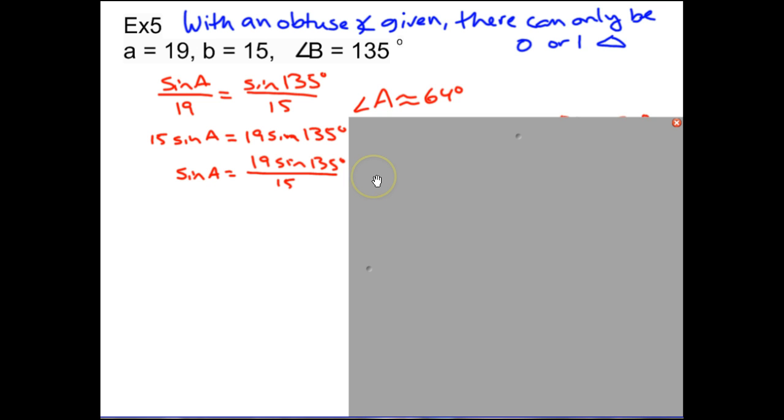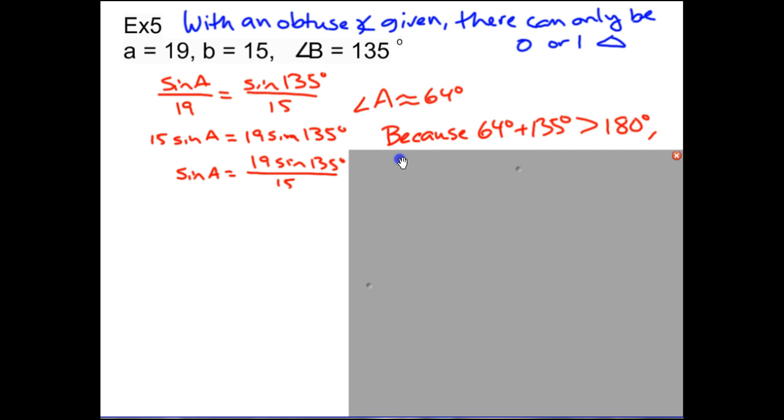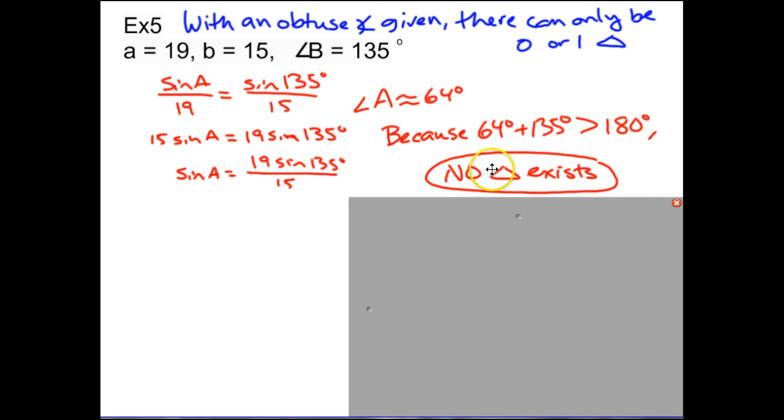Now you have to do some analysis here. Can we have a triangle that has 64 degrees and 135 degrees? Hopefully you recognize that, wait a second, that's too much. That would not fit in 180. So because 64 degrees plus 135 degrees is bigger than 180, no triangles exist. Remember, our choices here are either 0 or 1. And in this case, it's 0.